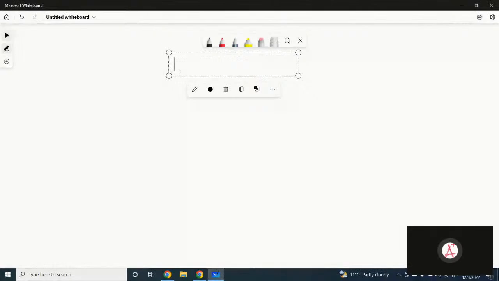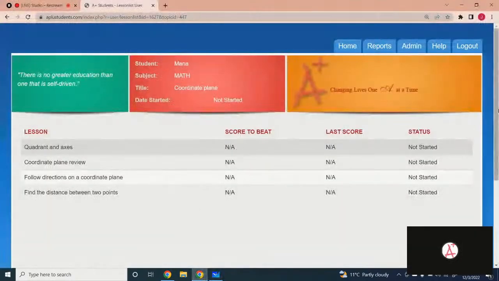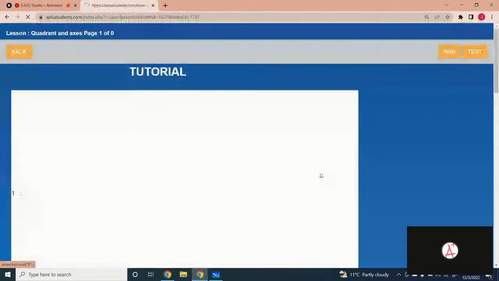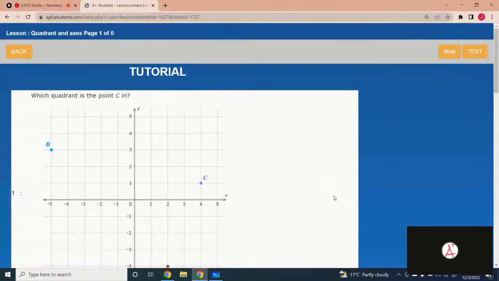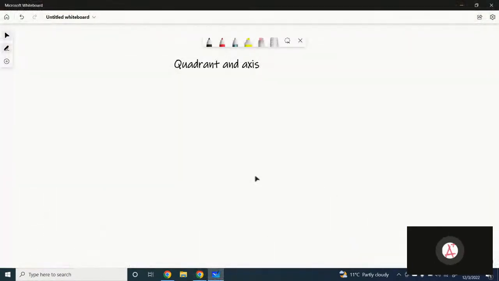And the lesson name is quadrants and axes. Quadrant and axes. Okay, let's start with the lesson, that is quadrant and axes. Okay, let me explain the quadrants and axes.